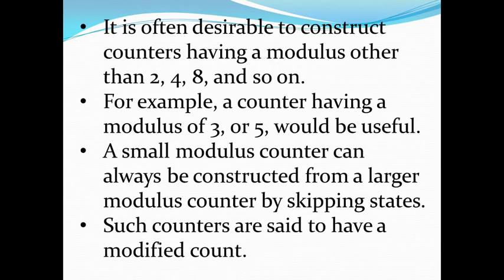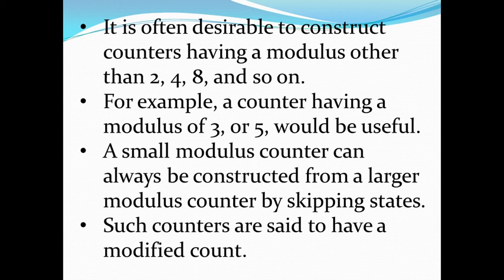It is often desirable to construct a counter having a modulus other than 2, 4, 8, 16 and so on. For example, counters having a modulus of 3 or 5 would be very useful. A smaller modulus counter can always be constructed from a larger modulus counter by skipping states. Such counters are said to have a modified count. That means counters other than natural counters are also desirable. They are required for some kinds of systems, especially the modulus-3 counter and modulus-5 counter.